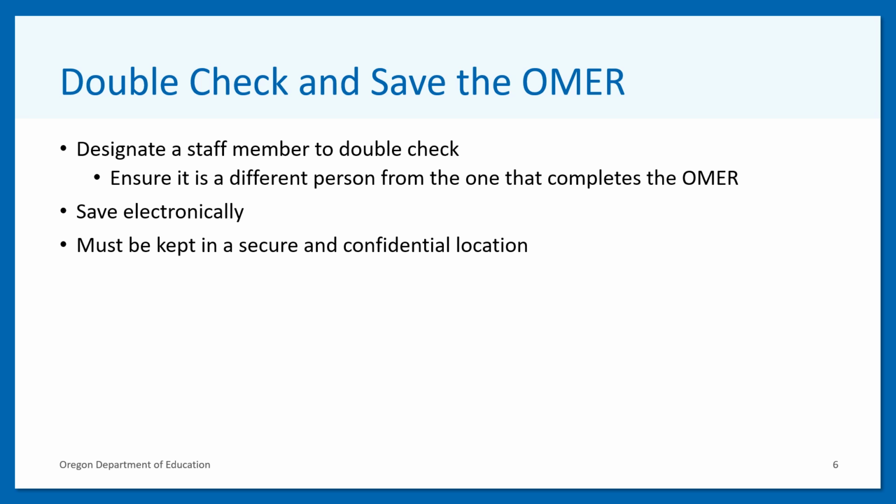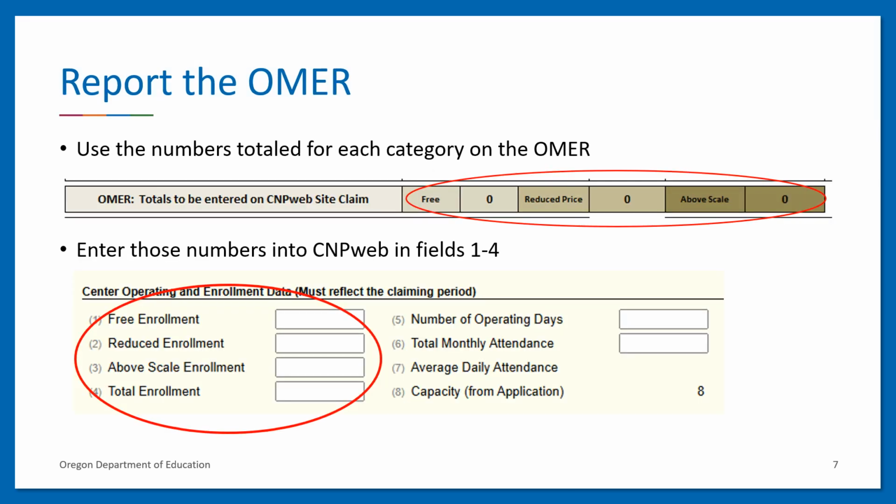After the designated staff member completes the double check of the OMER, it is crucial to save this completed file electronically. Because this document contains sensitive information regarding participants' eligibility status, it is required that this document be kept in a secure and confidential location.